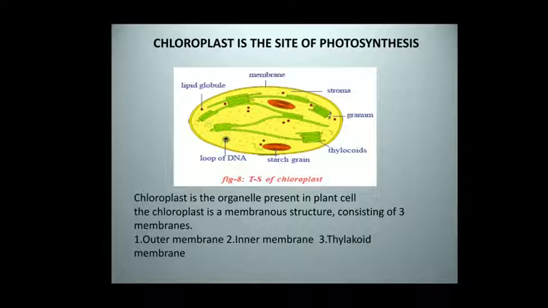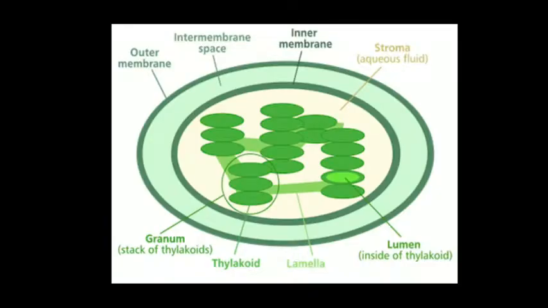So after learning the location of photosynthesis, we need to learn about the site of photosynthesis. Chloroplast is the site of photosynthesis. The chloroplast is an organelle present in the plant cell. A chloroplast is a membranous structure consisting of three membranes: outer membrane, inner membrane, and inside the chloroplast we can see the thylakoid membrane. Students, we need to learn the full detailed structure of the chloroplast, which is important from our examination point of view.